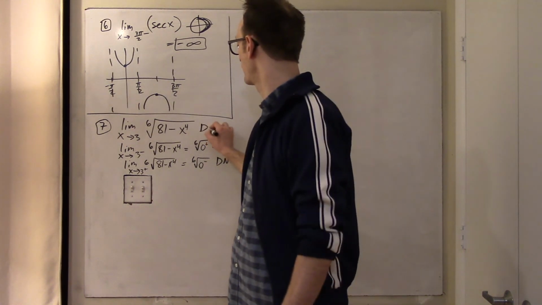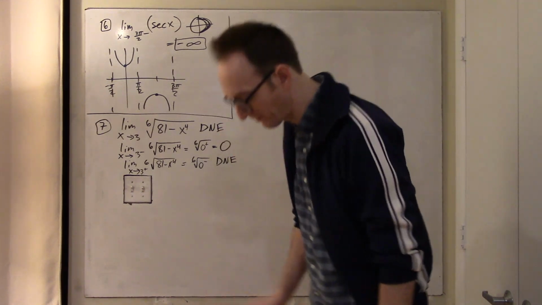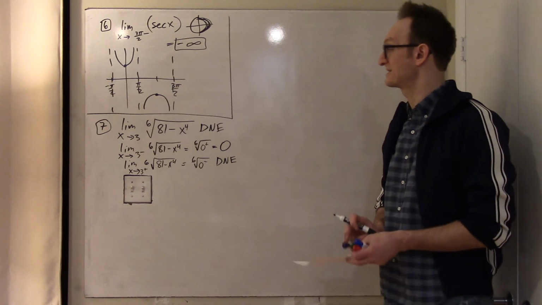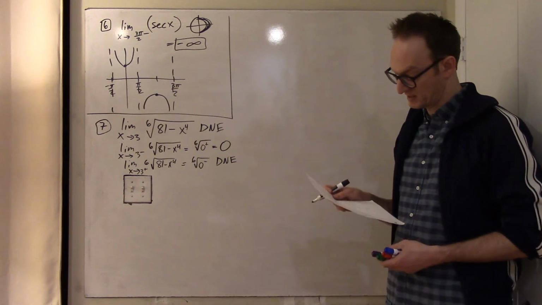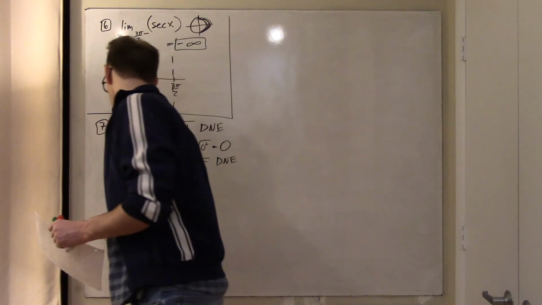And therefore, by our agreement that the limit from the left must equal the limit from the right, since the limit from the right, in this case, does not exist, then we say that this limit just does not exist. Okay. If you don't like that, sorry.